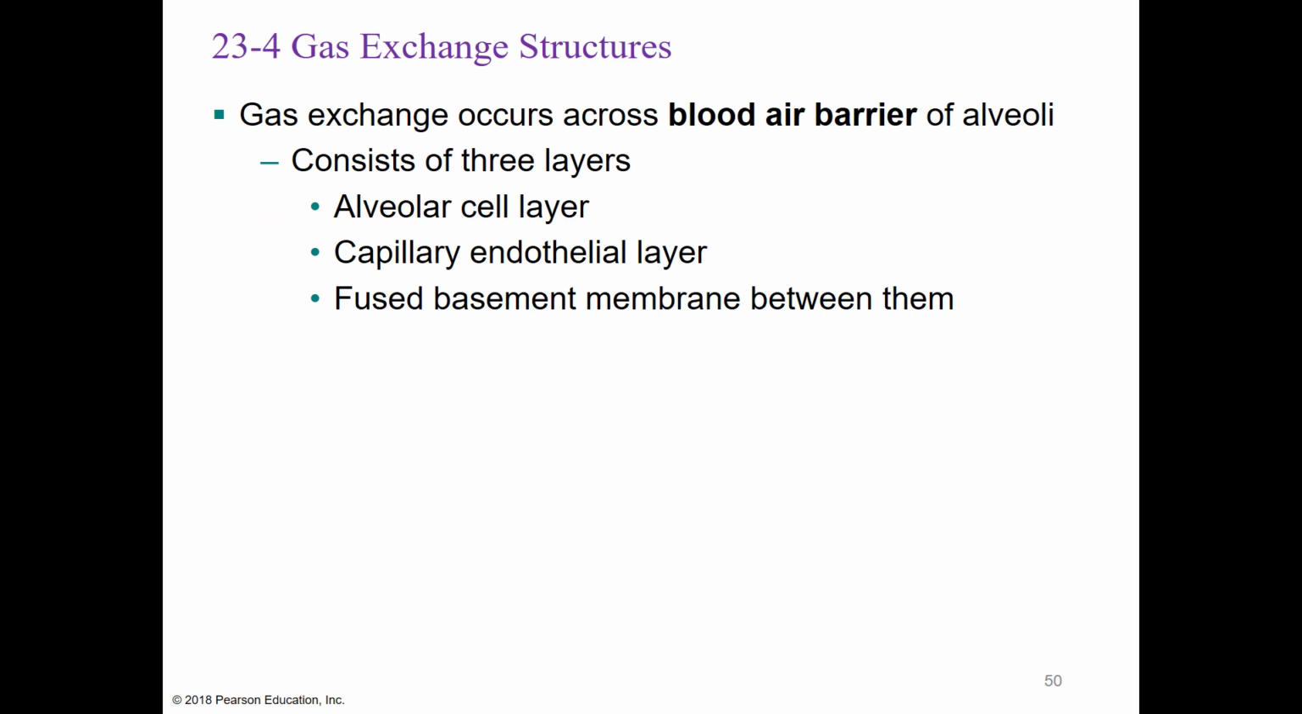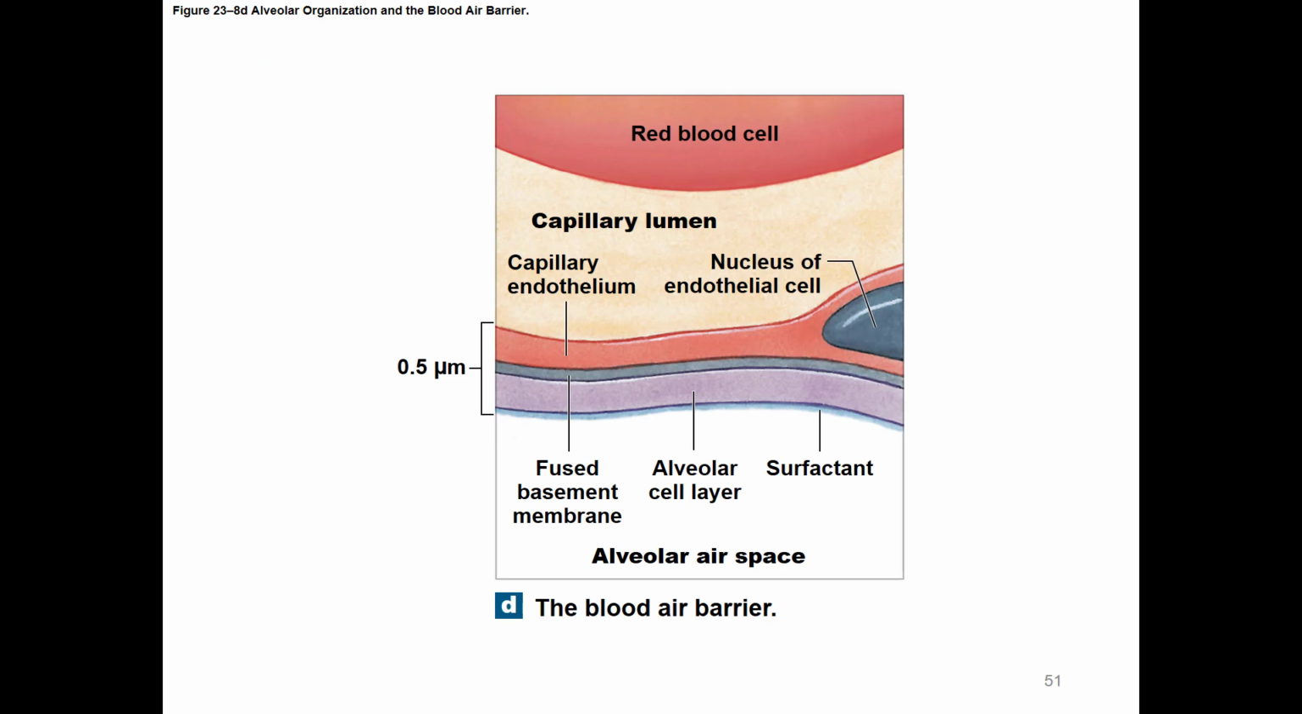Gas exchange occurs across the blood-air barrier of the alveoli, which consists of 3 layers. The alveolar cell layer, that's our simple squamous epithelium, the capillary endothelial layer, and then in between, they're fused. So these guys have become as one, which is wonderful because it makes diffusion so instantaneous.